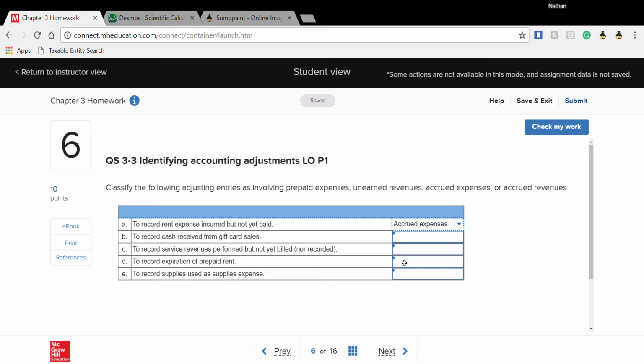Cool. B, to record cash received from gift card sales. This one's a little bit tricky. This one actually sounds like revenue. Revenues happen, we received cash, we did gift card sales. But remember the nature of gift cards. A gift card is for some other kind of product, like Starbucks. You get a Starbucks gift card, you give that to someone. Well, do they have Starbucks? Do they have that product? No, they actually have to take that gift card, go to a Starbucks store, and redeem it.